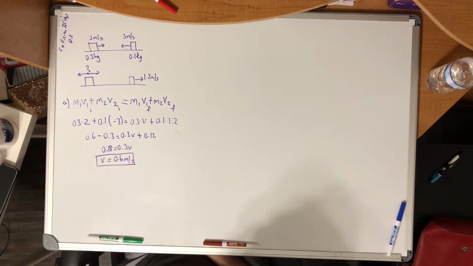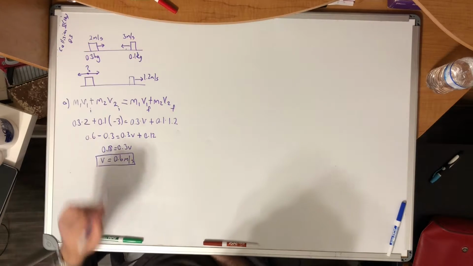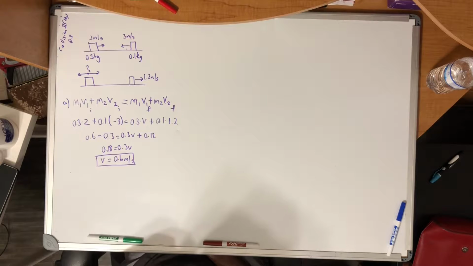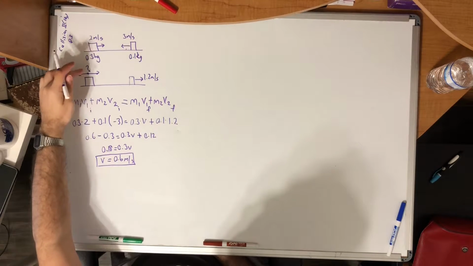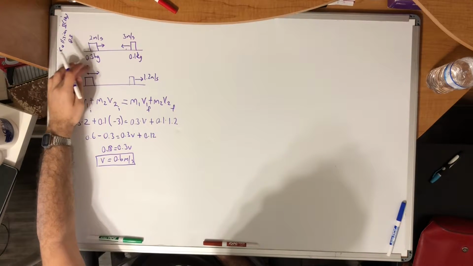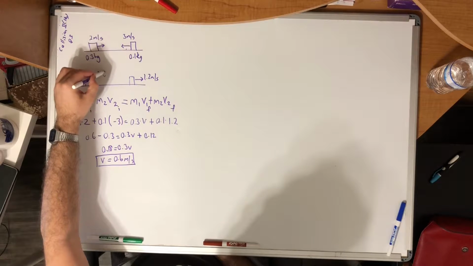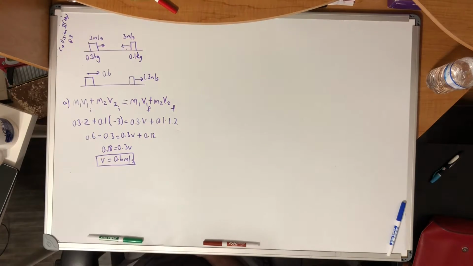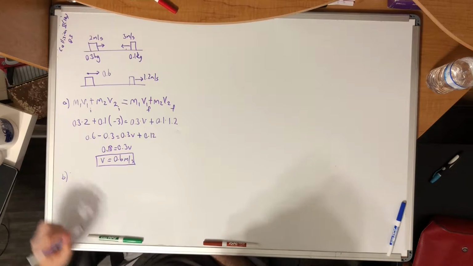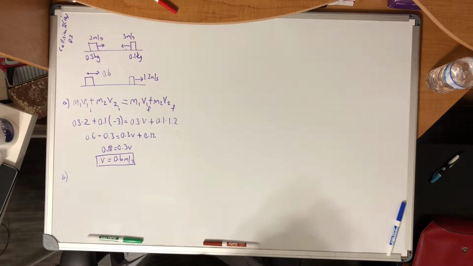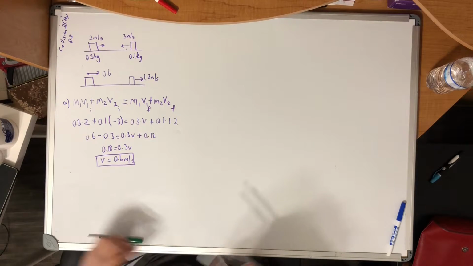So after they collide, this object is going to have a velocity of 0.6. That means this guy is going to move to the right with the velocity of 0.6. And the question in part B is asking, is it an elastic collision or inelastic collision? Remember, the rule for elastic collision is that both momentum and kinetic energy are conserved. So what should we do to be able to figure that out?